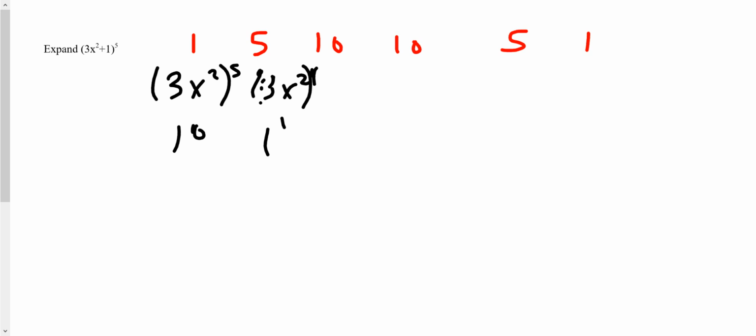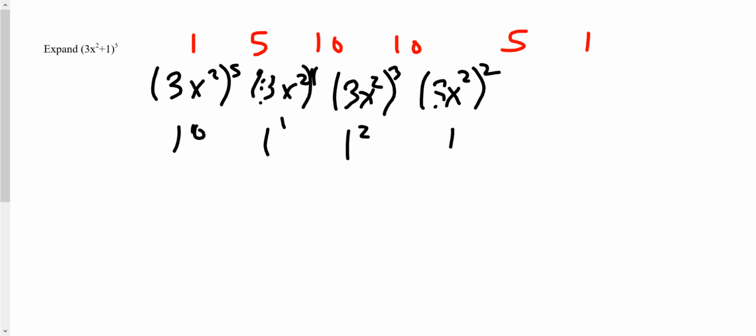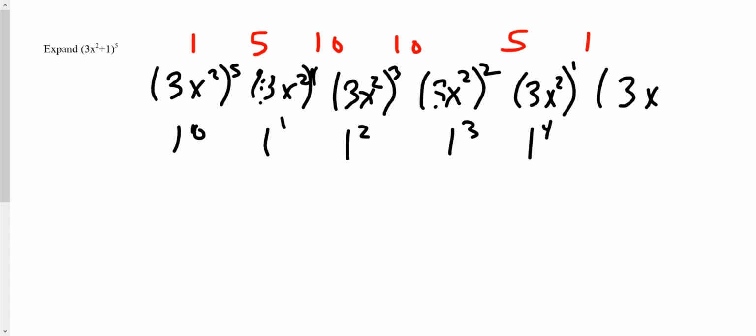Okay. So then for the 10, we're going to have 3x squared to the 3rd, 1 to the 2nd. And then for the other 10, you're going to have 3x squared to the 2nd, 1 to the 3rd, and 3x squared to the 1st, and then 1 to the fourth. And then finally 3x squared to the 0, 1 to the fifth. Okay, so let's figure these out here.